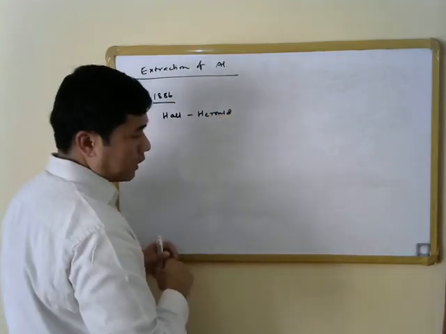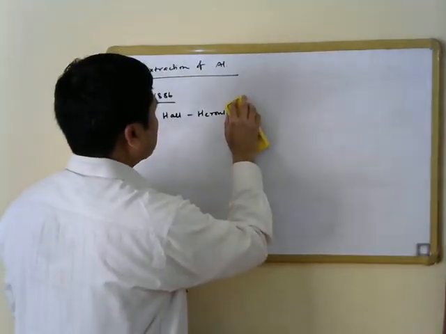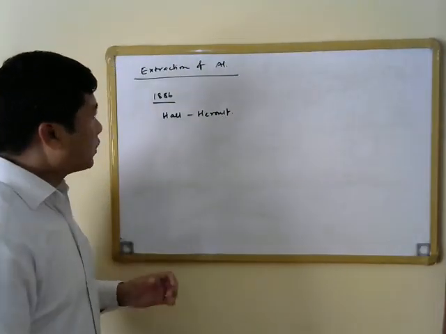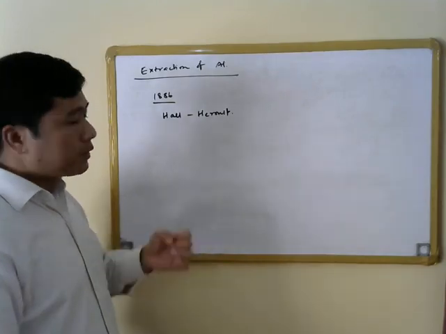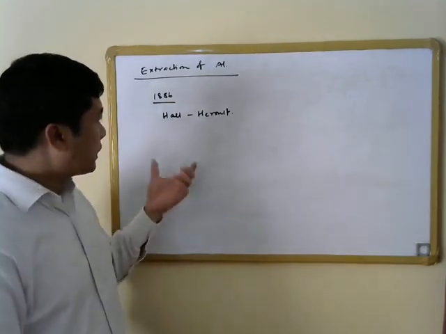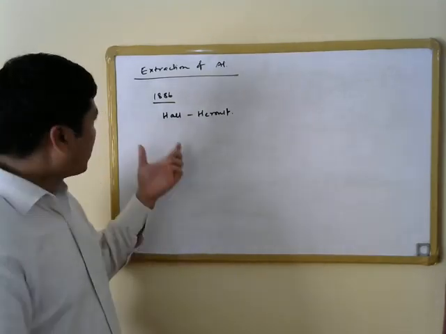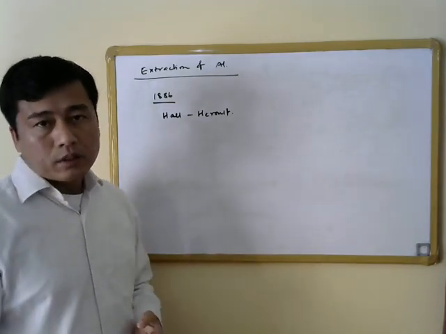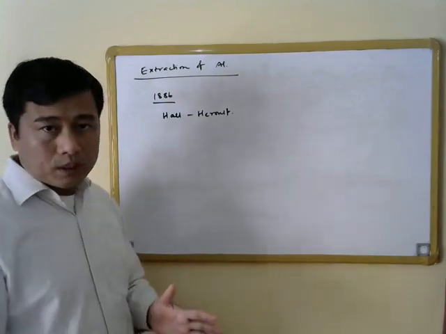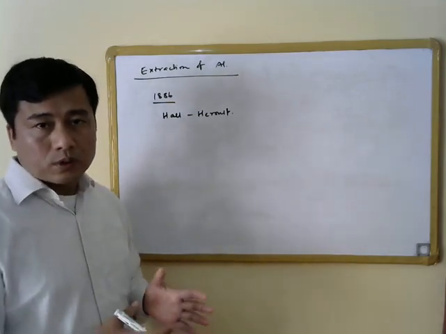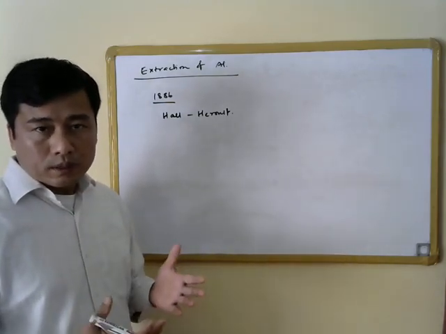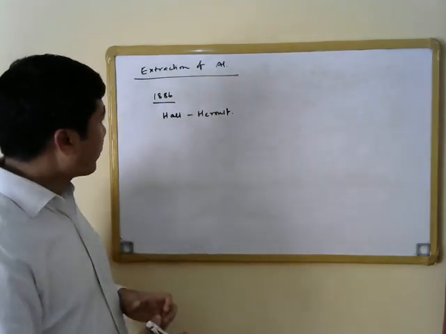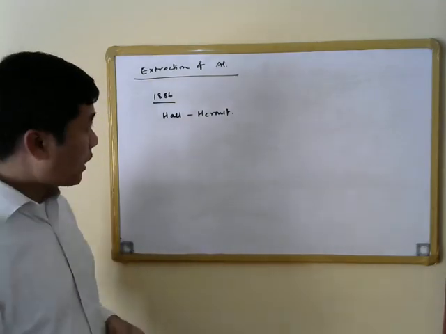A method for extraction of aluminium was discovered in 1886 independently by two young men. Both of them were 22 years old when they discovered this method. Hall is an American chemist, while Herold is a French chemist, and they discovered this economic method for preparation or extraction of aluminium independently, that is, separately.